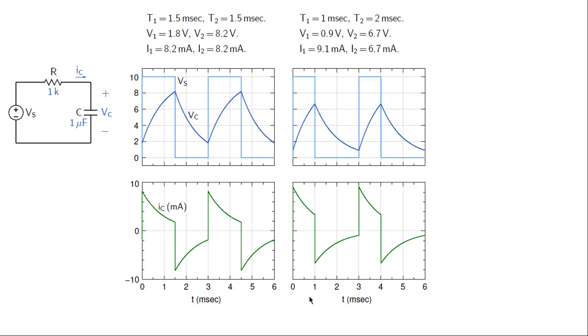Here is our second case. What we have done is we have kept T1 plus T2 the same, that is 3 milliseconds, but we have decreased T1 and increased T2. This is our T1, it is now 1 millisecond. This is our T2, it is now 2 milliseconds. With these changes, we get V1, V2, I1, I2 as given by these numbers here, and you can check whether these numbers do actually correspond to the plots which have been obtained by simulation.